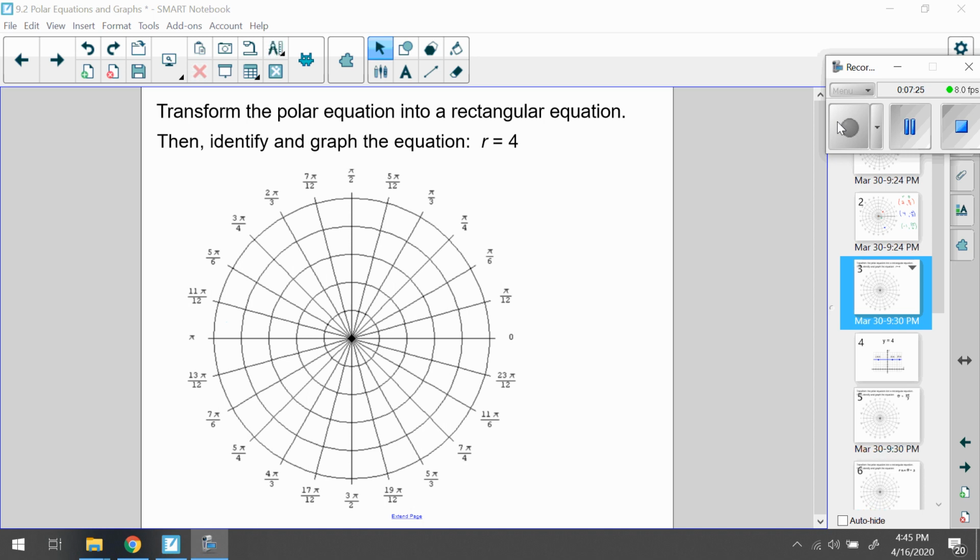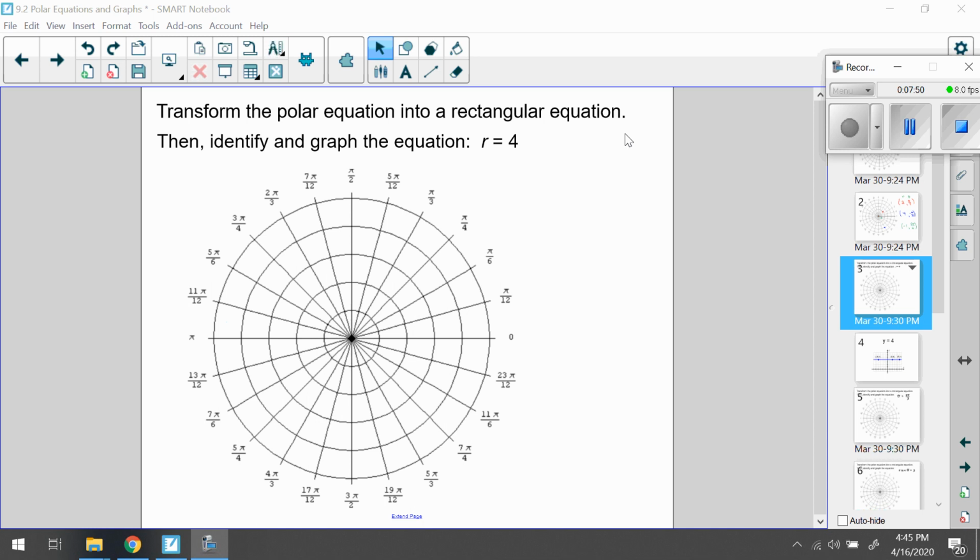Okay, so let's take a look at our first example, and this is how your homework's going to read. The directions are going to look this way. It says transform the polar equation into a rectangular equation, then identify and graph the equation. When I look at this equation, it says r equals 4, so that's clearly a polar equation. And I have a sneaking suspicion of what this is going to look like already before I transform it.